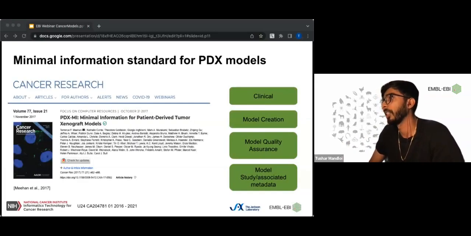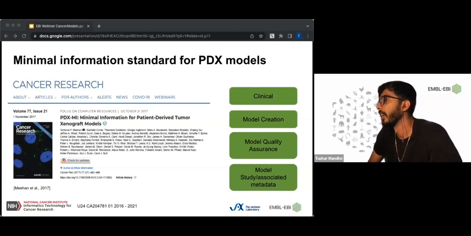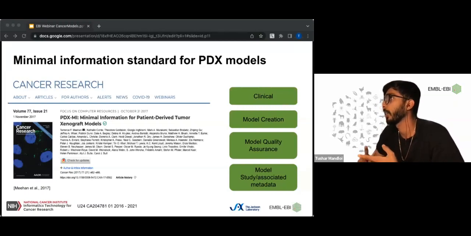The resource we will be seeing today is built upon the success of a previous project, which was supported by ITCR. And in 2016, our team coordinated with the community in creating a standard for PDX minimal information standard by adhering to the FAIR data principles, which we looked at in the previous slide. So the standard consists of 4 modules: clinical, model creation, model quality assurance, and model study or associated metadata.